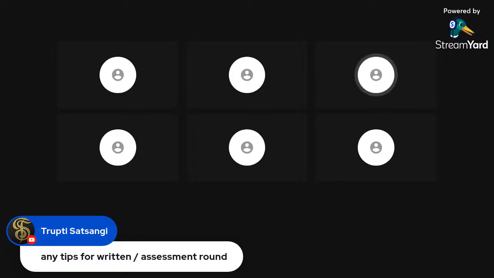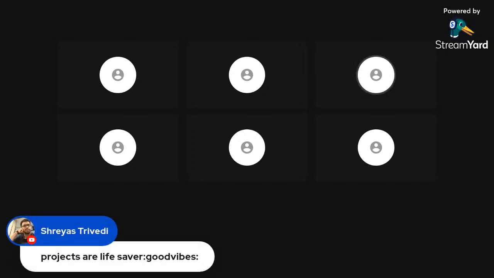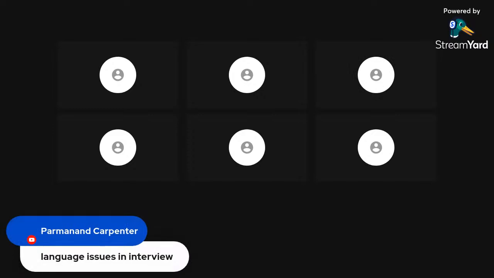Tips for the written assessment. For the first written assessment, be really quick. Even if you don't know the answer, just guess it. Keep an eye on the time, and keep in mind that you have to attend all the questions. We haven't seen these questions anywhere else, but if you give some thought to them, you will be able to solve them. For the second round, I thought they were really easy.